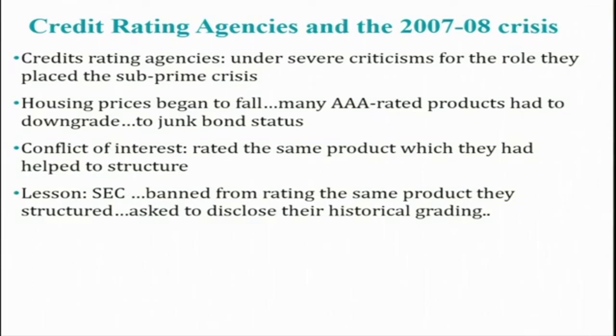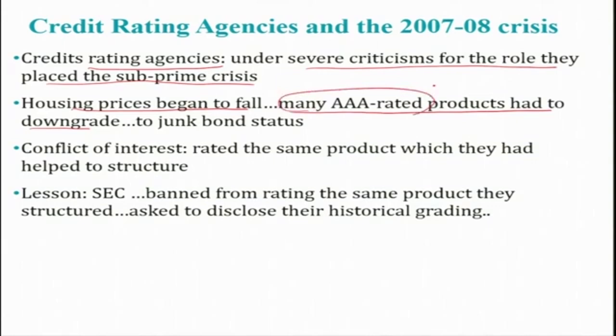One more thing: this conflict of interest played a major role in the 2007-08 crisis. Credit rating agencies were under severe criticism for the role they played in the subprime crisis. The ratings given by the credit rating agencies were not impartial ratings. When housing prices began to fall, many AAA rated products had to be downgraded. AAA rated means low default risk, a high quality debt instrument. But once the 2007-08 crisis started, these products finally got downgraded. Many of these debt instruments that got high ratings finally became speculative, junk bond status.